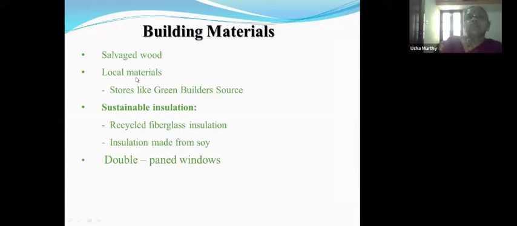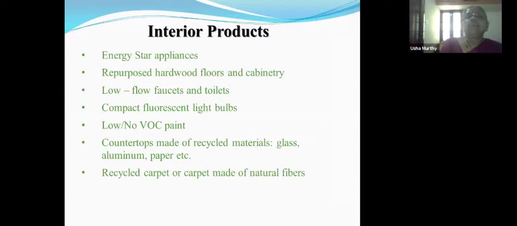Then usage of the building materials. Go for salvage wood, go for local materials, source like Green Builder Source or anything like that. Sustainable insulation, recycled fiberglass insulation made from double paneled windows can also be thought of in the beginning itself. And interior products: Energy Star appliances, repurposed hardwood floors and cabinetry, low flow faucets, that is taps and toilets, so that the usage of water will be reduced. Compact fluorescent lamps, and then low or no volatile organic carbon paints actually.